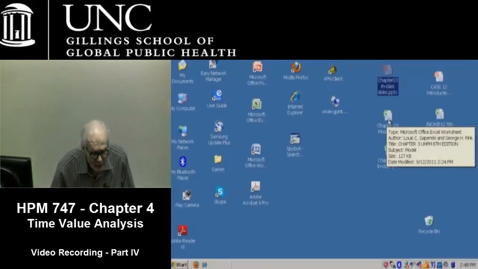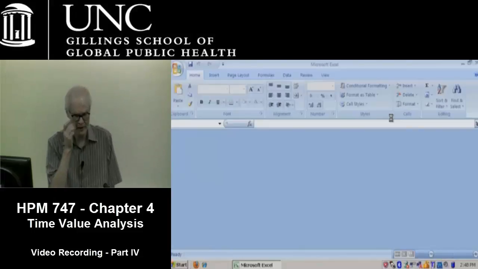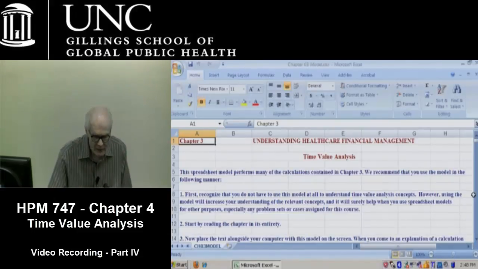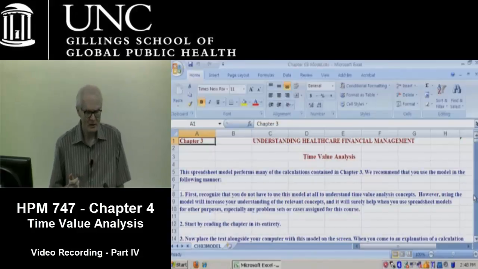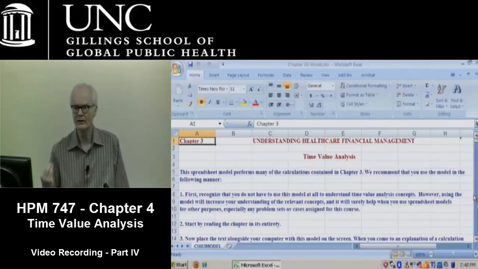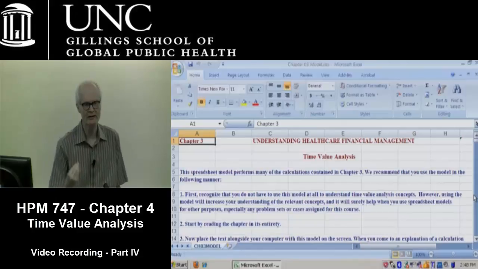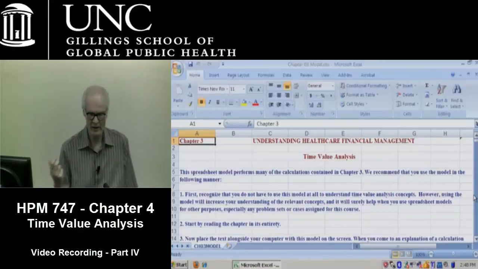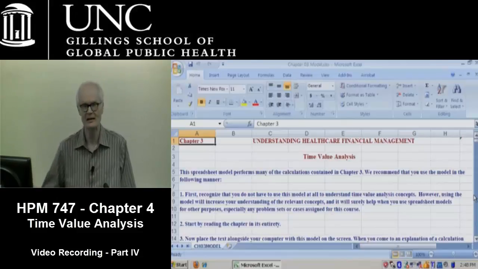Very quickly, the chapter model. Chapter 3 has a model, and I'll just state up front, as I said a minute ago, there are many different ways, many different routes to get to the same answer in Excel. What I've tried to do in the slides that you've got, and the revised slides that you will have, is choose the simplest, easiest way of getting to the end.